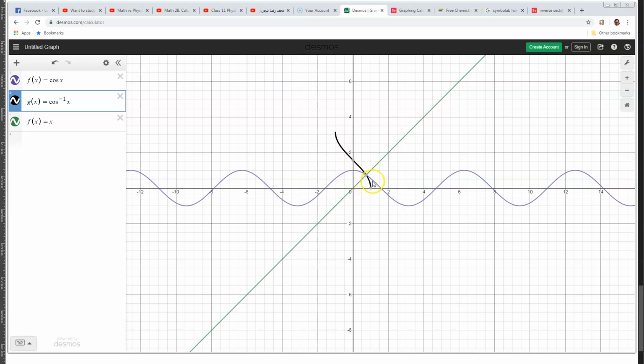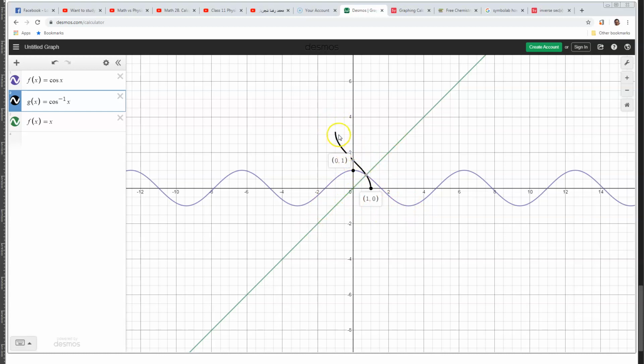It's actually interesting to see that in the original function, this point over here is 0 comma 1. Swap the x and y values, you will get 1 comma 0, which is this point over here. You see that the 2 points are symmetric about this line. And if I get to this point over here, which is pi comma negative 1, swap the x and y values, you get negative 1 comma pi, which gives you this point over here. And you see that the 2 points are symmetric about the same line, right?